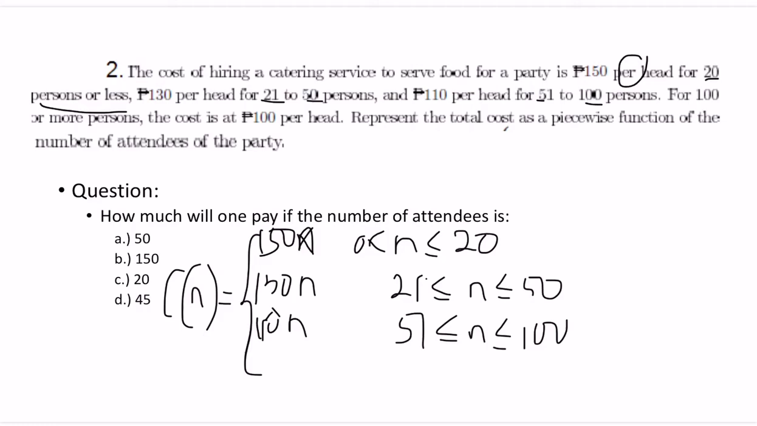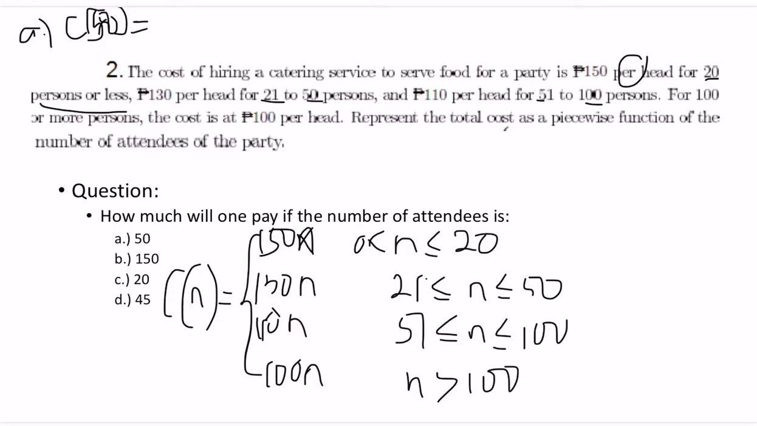And last, if it is more than 100, the cost is 100 per head. So this is now our function. Okay, so now let's use that one to solve the questions. How much will one pay if the number of attendees is 50? So if 50, so C of 50, what is C of 50?